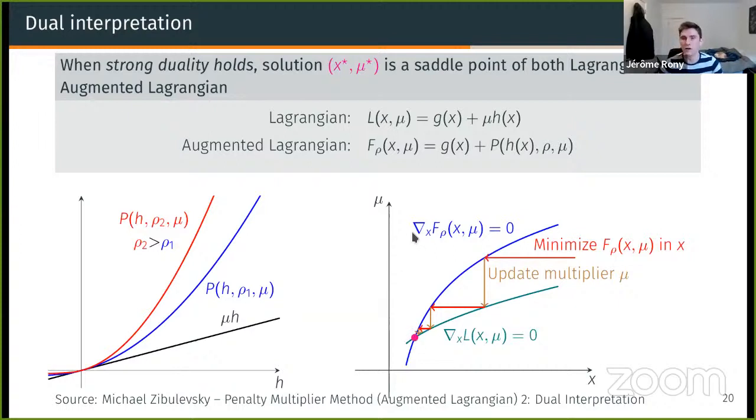And if you use an augmented Lagrangian method, when you start at this point, you minimize the augmented Lagrangian in x, which means that you move to the left on the set of minimizers of the augmented Lagrangian problem. And then when you update your multiplier, you move to the set of minimizers of the Lagrangian. And you do that again and again, and eventually you get to the solution of your problem. So yeah, I'm not sure if it's clear, but it's a very good method to solve inequality constraint problems.